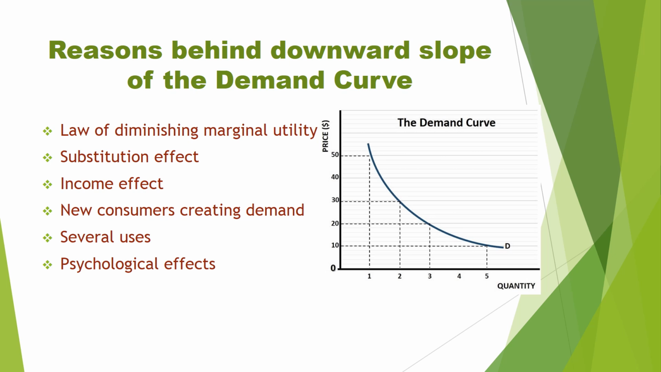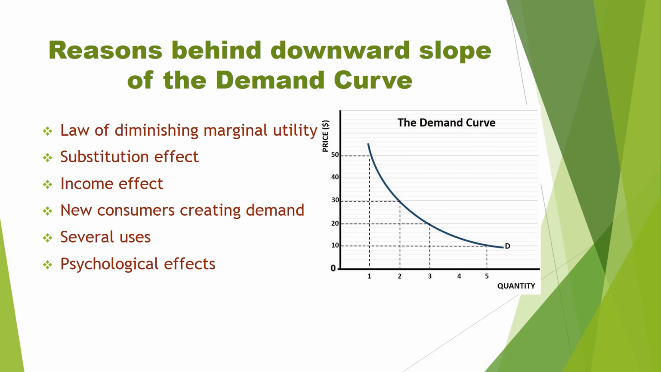New consumers creating demand. The demand for the commodity increases not only from the existing buyers but also from new buyers who were earlier unable to purchase at the higher price. When at a lower price there is greater demand for the commodity by households, the demand curve is bound to slope downward from left to right.